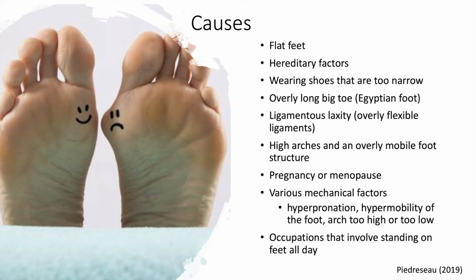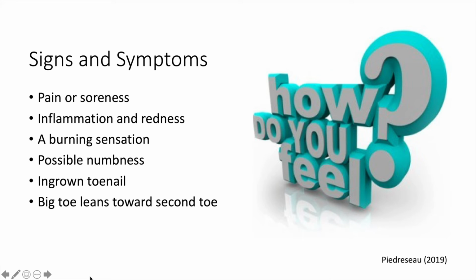Various mechanical factors include hyperpronation, hypermobility of the foot, and your arch being too high or too low, and then, like mentioned before, occupations that involve standing on your feet all day. Some of the main signs and symptoms of bunions located in the specific region on the big toe are pain or soreness, inflammation and redness, a burning sensation, possible numbness, ingrown toenail, and the big toe can lean towards the second toe. Also, all of these signs and symptoms can vary from patient to patient.